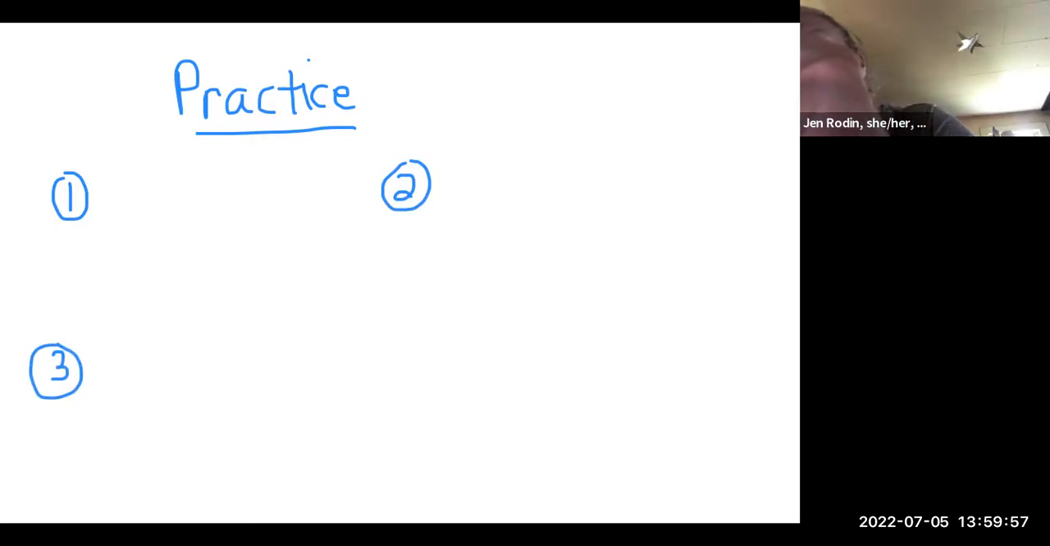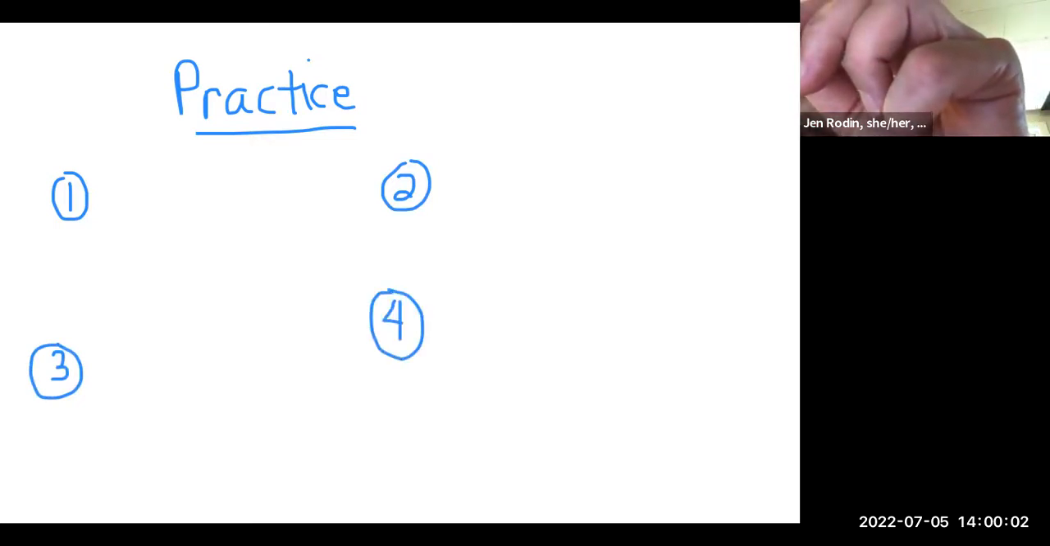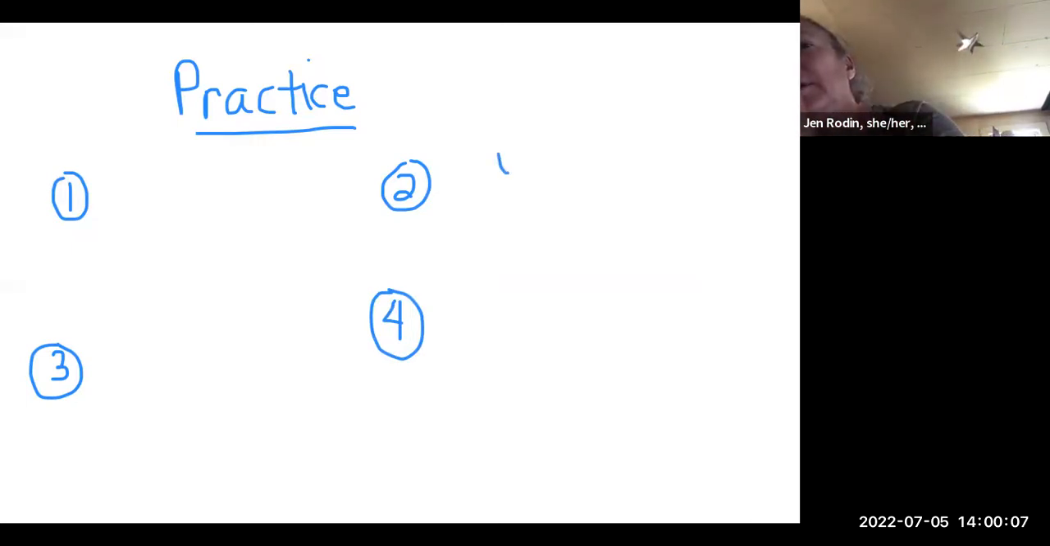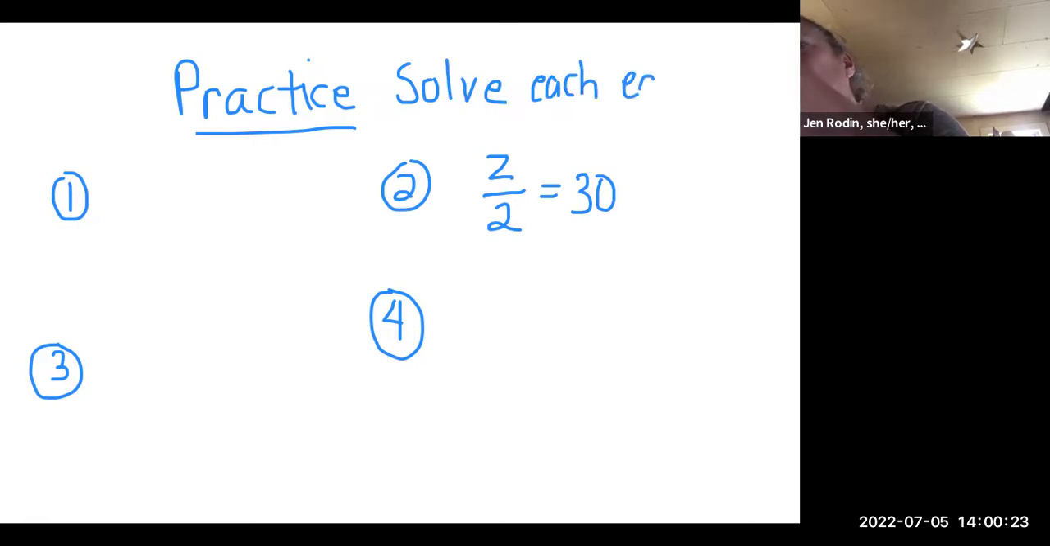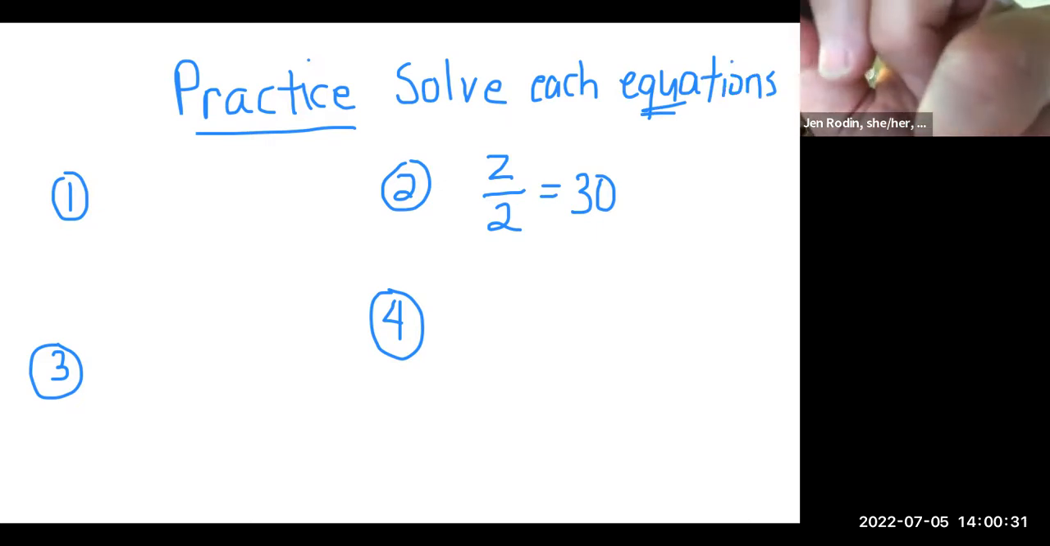1, 2, 3, 4, pretty one-step or two-step equations here. So let's do z over 2 equals 30. (That's a y, it looks really strange, we better use a different letter.) So solve. And these are called linear equations. And they're equations now, not expressions, because they have an equal sign already embedded in there.